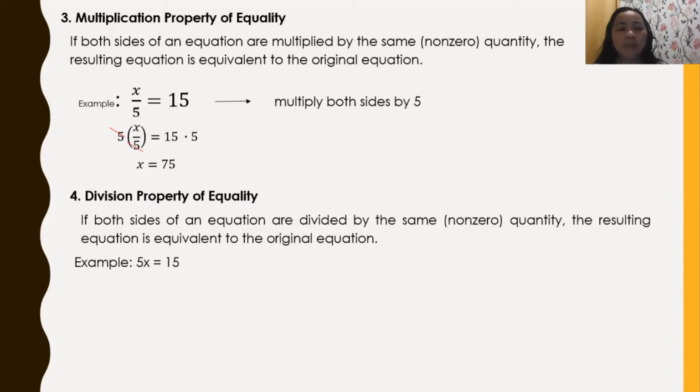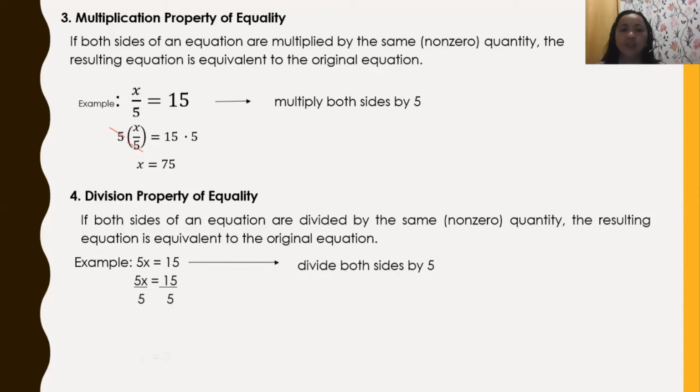So, kung mapapansin nyo, dahil nag-5 times x ka, papasok dito ang division property of equality. Hindi nyo ba napansin na kapag sa original equation ay nag-divide, mag-multiplication property of equality ka. Pag sa original equation ay nag-multiply, nag-times, magdi-division property of equality ka. Para siyang backward solution. Now, dahil nag-times 5 ka dyan, gagamit tayo ng divide both sides by 5.